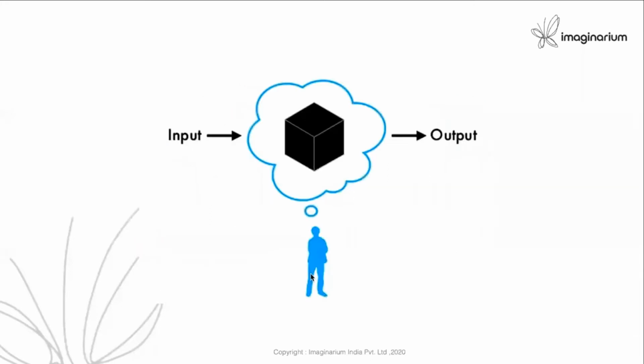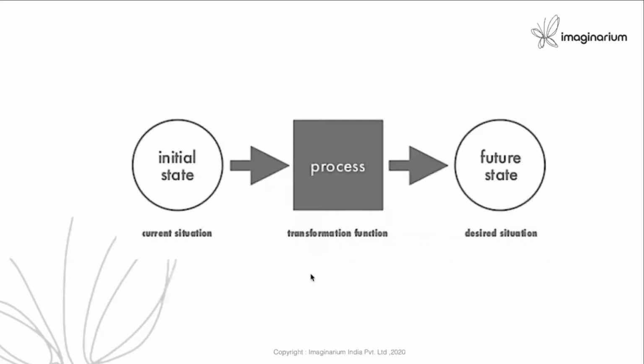So basically, the design process is like a black box. There is an input, and what happens inside, we don't know, and you get an output. So this is a cerebral function which happens. And the same thing is given here: initial state, final state, current situation to desired situation. What happens in between is the design. Design is a matter of transformation. It's all about finding new problems, new solutions, and in those solutions, getting the best one, which is optimal. And that's how you get the future state.